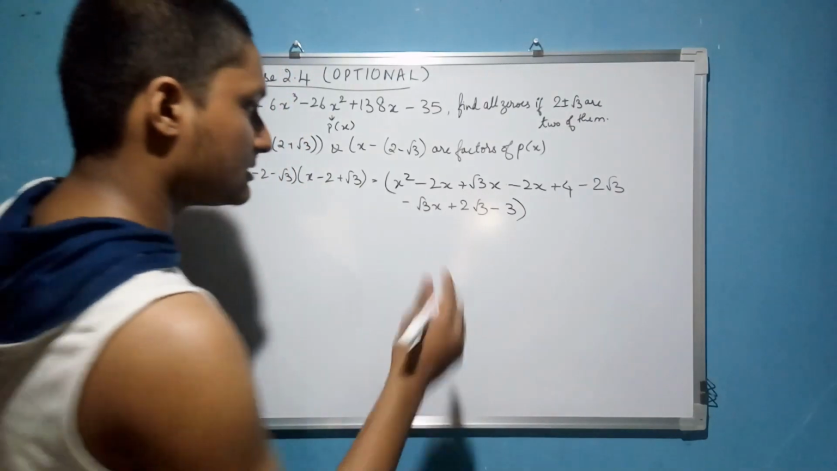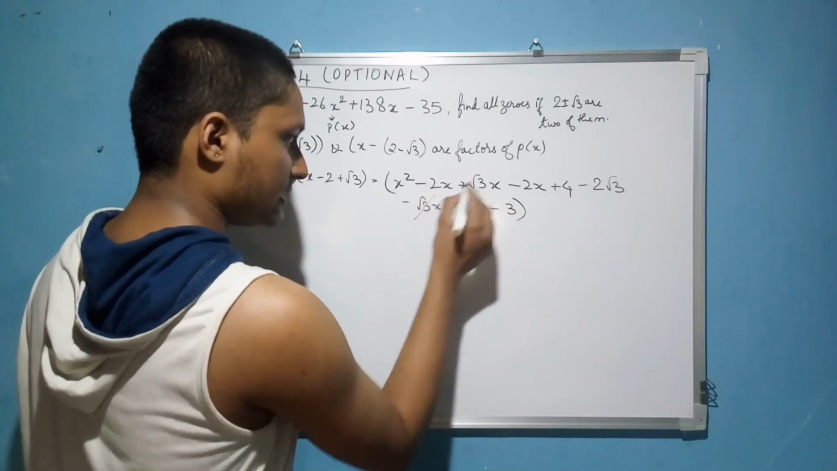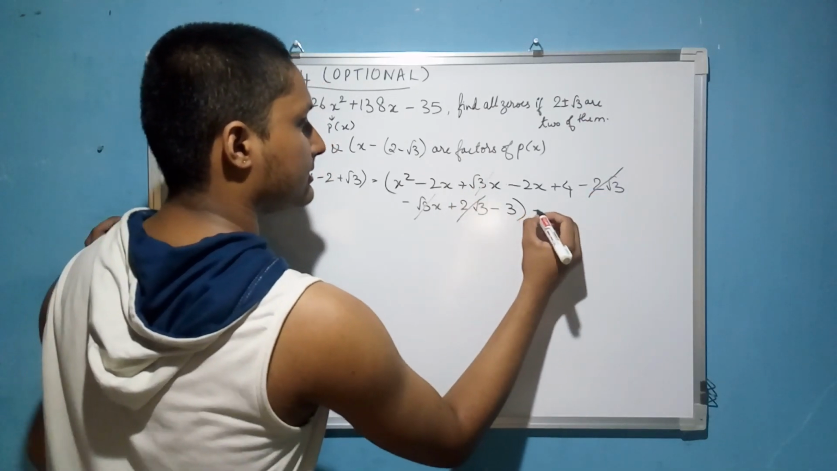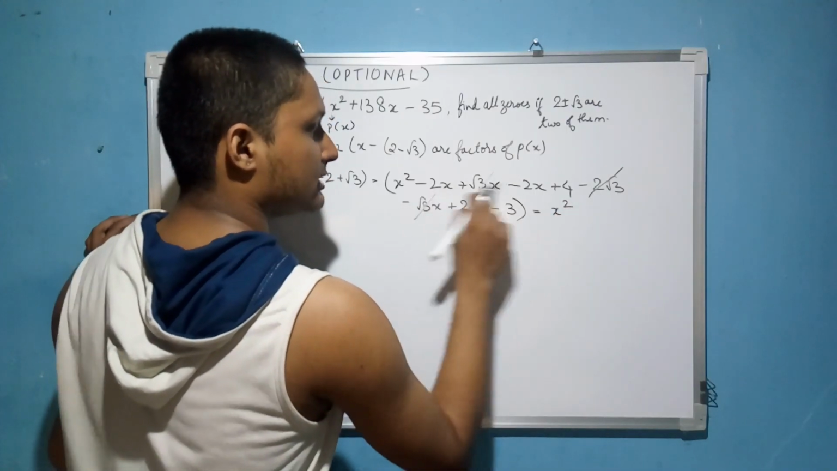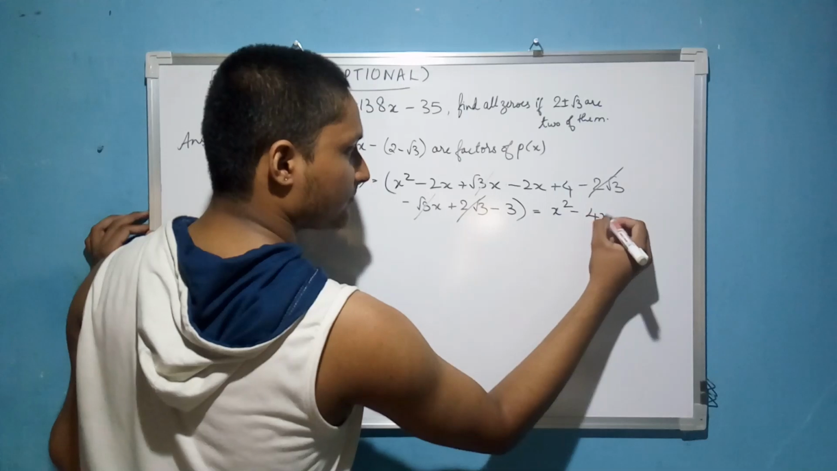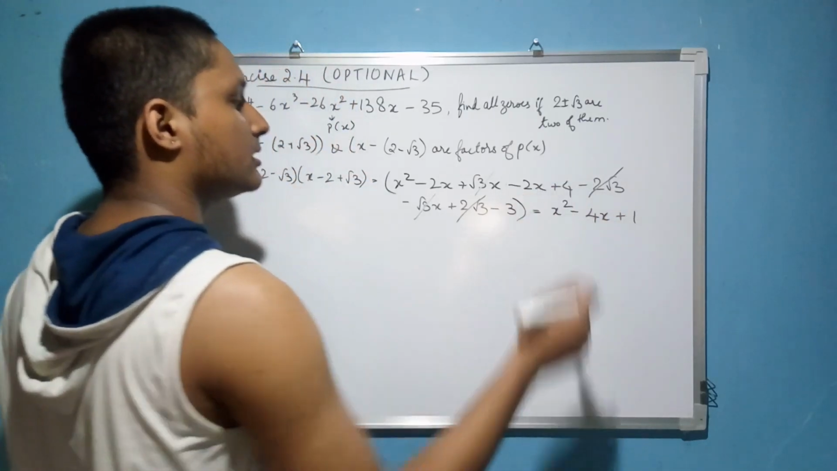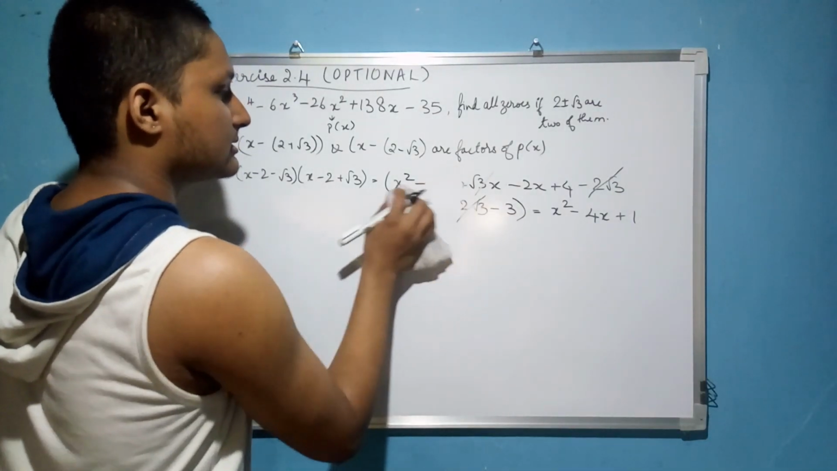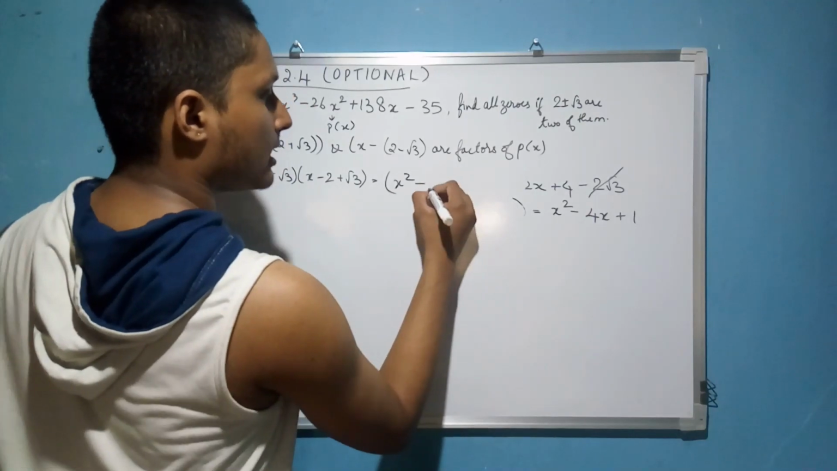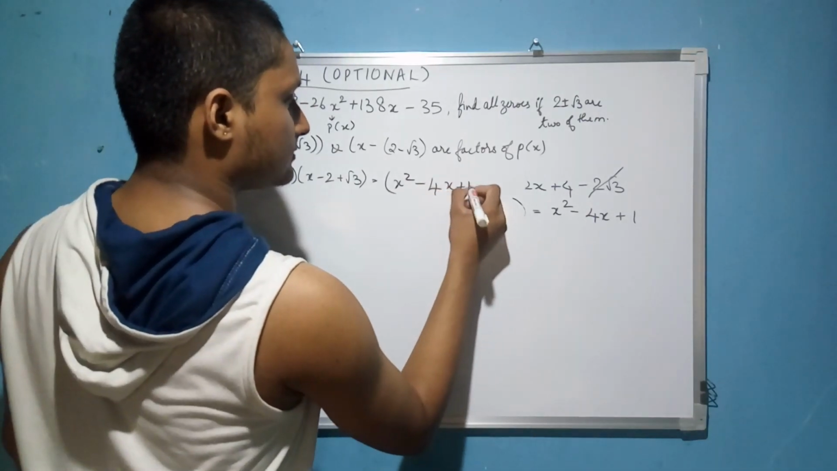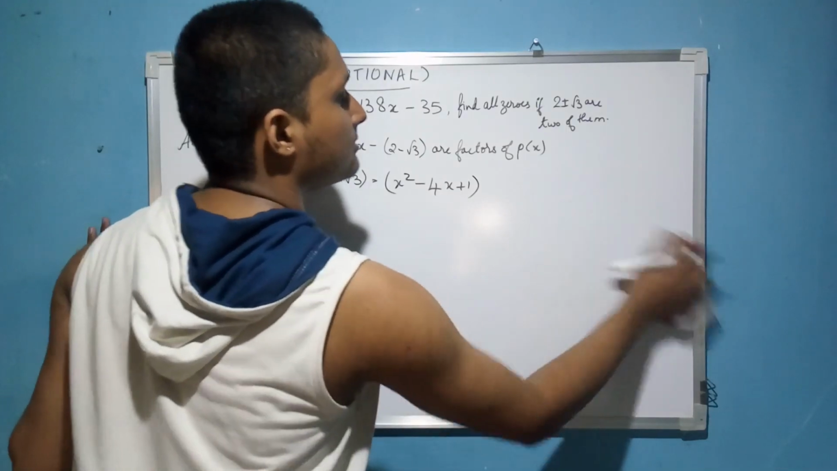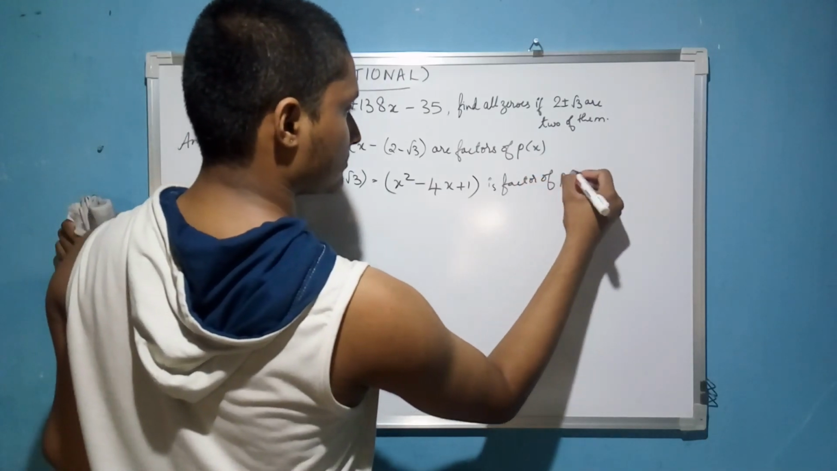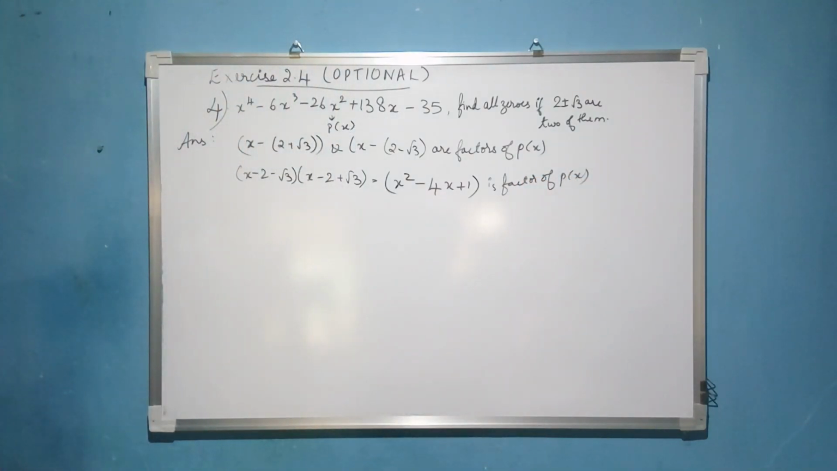Okay. Now simplification, you have plus root 3x minus root 3x cancelled, minus 2 root 3 plus 2 root 3 cancelled. So what you are going to get here is x square minus 2x minus 2x comes to be minus 4x. Then you have plus 1 because it is 4 minus 3. Because so much is important, I can just rub off the remaining things. It is x square minus 4x plus 1. What I got is a factor of p of x. So the next step is just the long division method.